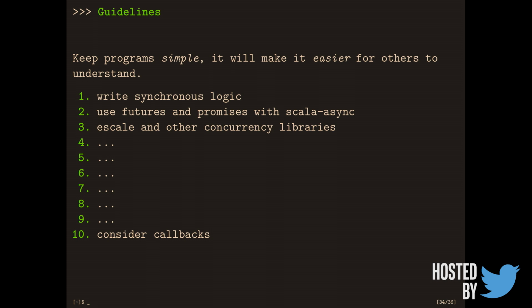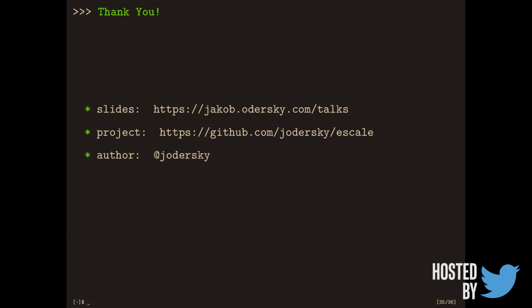Of course, many times, especially in server applications, you don't want that. In that case, futures and promises with scala-async are perfect. If you do need to then model recurrent events, I would suggest you could give this project a try, or any of the other concurrency libraries. And finally, if you really, really have no choice, then you can consider callbacks. But those are something to try to avoid.